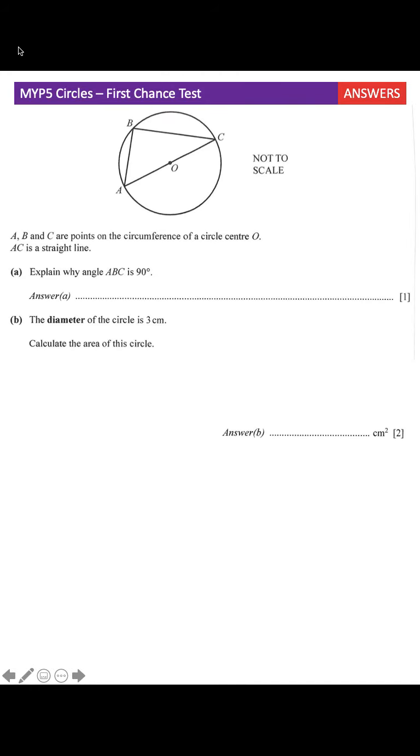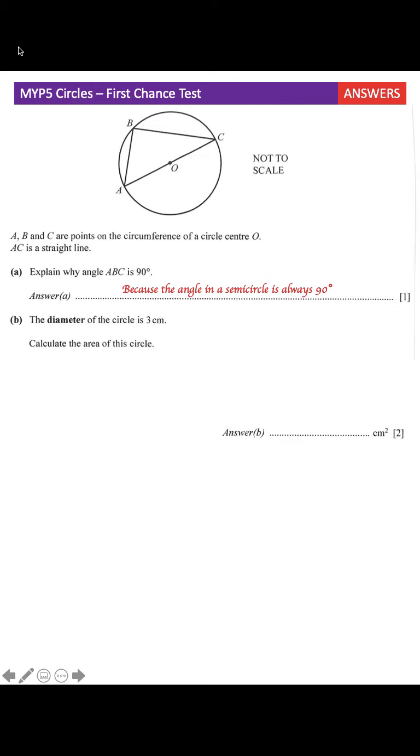Okay, so here are the solutions to the MYP5 circles test. First question: A, B, C are points on the circumference of a circle, center O. AC is a straight line. Explain why angle ABC is 90 degrees. So it's because the angle in a semicircle is always 90 degrees.